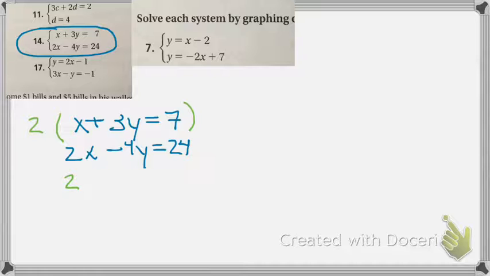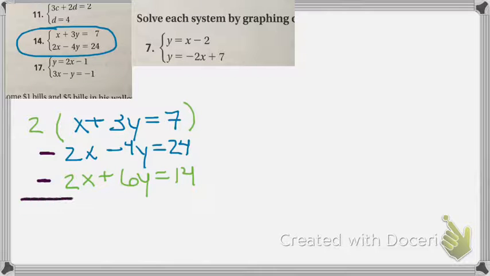And in so doing, I would get 2x plus 6y equals 14. And now when you look, this would allow me to take this equation, and I can combine them nicely to eliminate some things. So let's go ahead and do that.